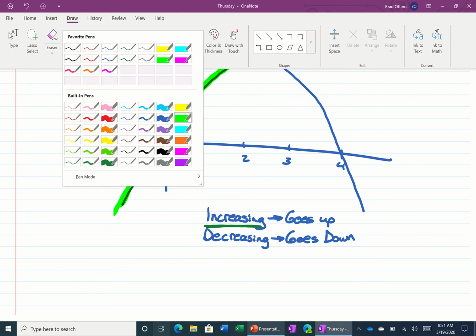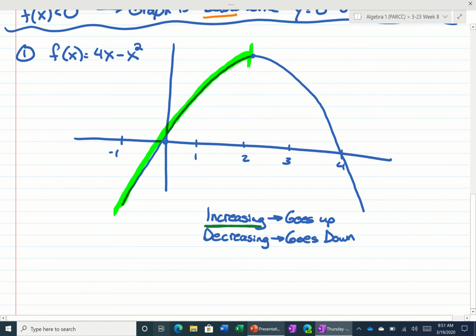And it looks like that happens starting when x is -1 and ending when x is 2. So the graph is increasing from -1 to 2.